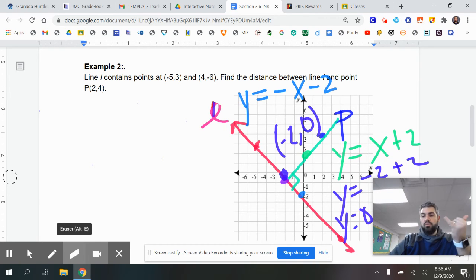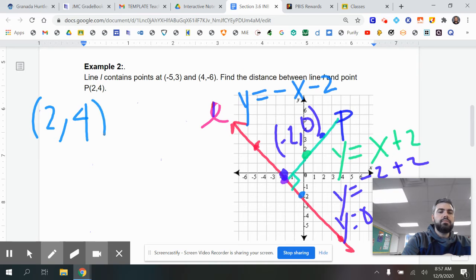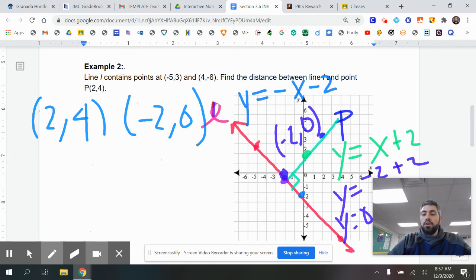Okay, so let's recap so far. First, we found the equation of line L. Then we found the perpendicular slope, and the equation of a line that's perpendicular to L and containing point P. Once we did that, we set the two lines equal to each other and solved to find their point of intersection. That's where we're at now. So basically, I have a line that's perpendicular to line L, and it contains the point 2, 4 and the point negative 2, 0. My job now is to find the distance between those two, right?